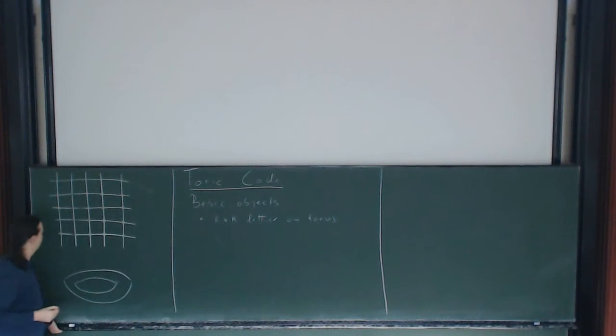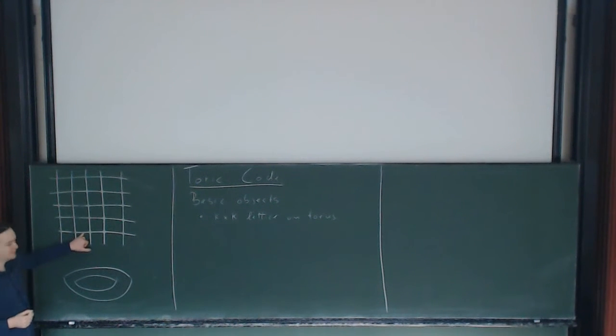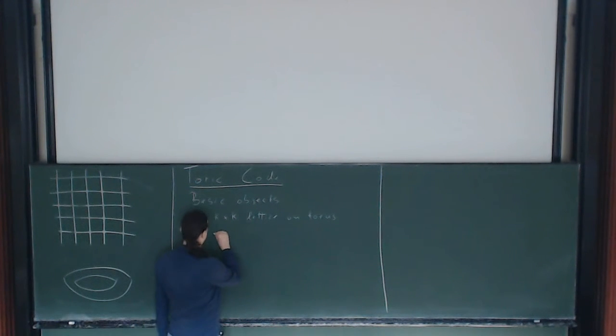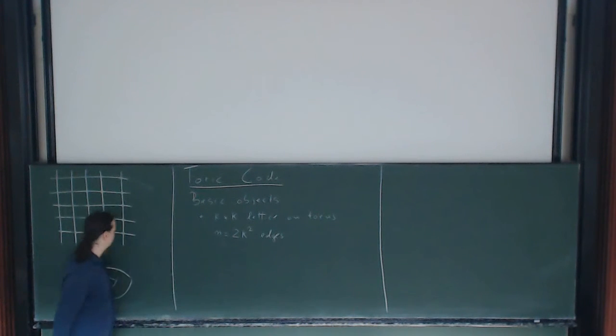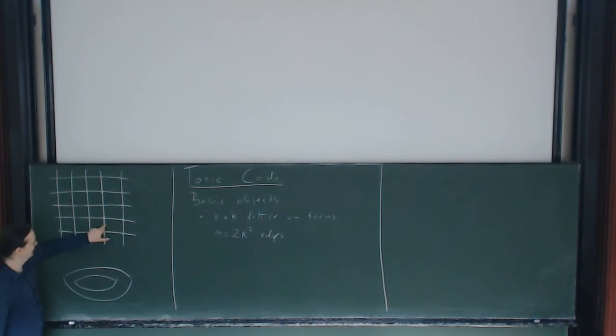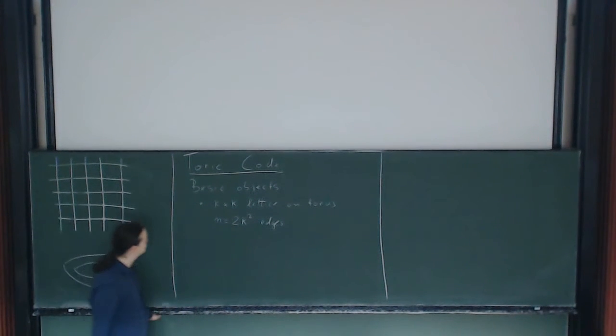Actually, the more important objects here are not the vertices, but the edges. How many edges do we have? We have 2k squared. Why that? k squared because it's square. Twice as many edges as we have vertices, because it takes these 4 edges, but every edge only has 2 vertices. Okay? So this counting will become important.